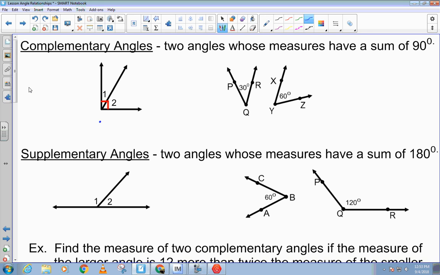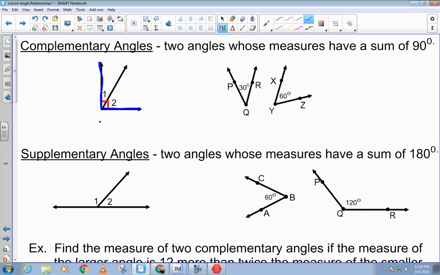Complementary angles are two angles whose measures have a sum of 90 degrees. Now, if they are adjacent, what do you mean to be adjacent? Next to each other. If you have a pair of complementary angles that are right next to each other, what do they form? Big picture. They form a right angle. This right angle measures 90 degrees, right? So, they can be adjacent and together form a right angle.